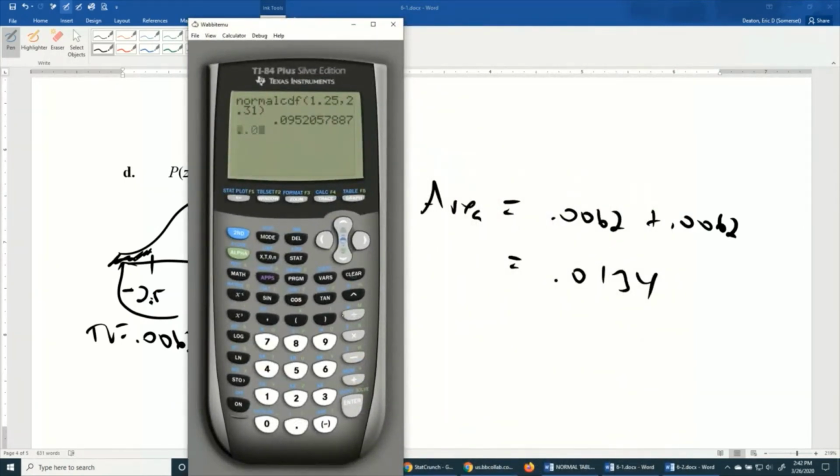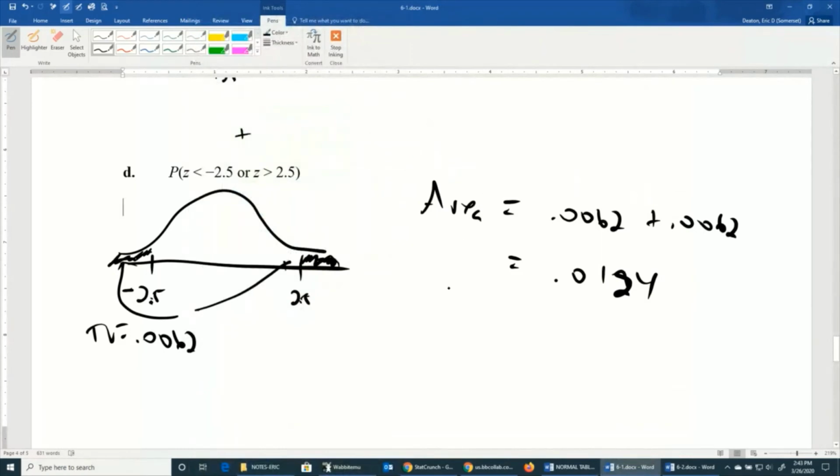0.0062. And just to show you, you can times it by 2 or add them together. Oops, I missed it. It happens. It isn't the first time, won't be the last time. 0.0124. And you can also use a calculator or StatCrunch to find one of these. Either one doesn't matter, but only find one of them, and then you still got to do this.